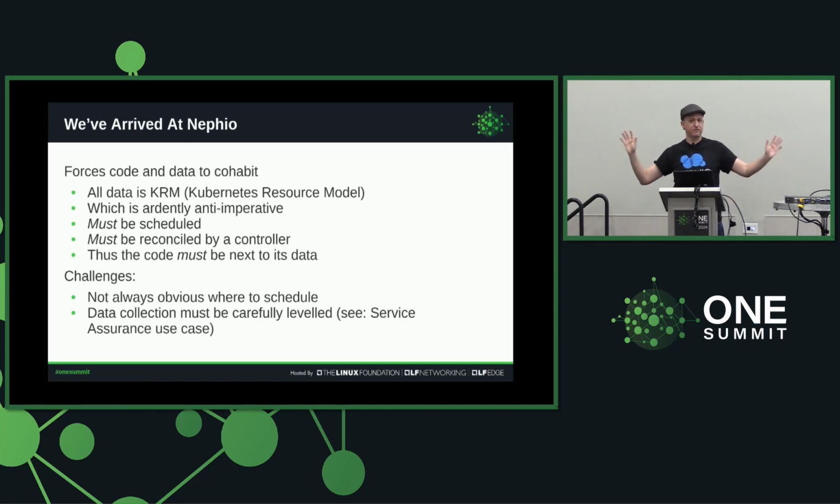So simple rules of thumb here, right? Where is the data? That's where the code should run. That's where the code should live. But there are challenges to this. I'm not going to pretend that this is all trivial, right? For one, it's not always obvious where to put the data, right? As I said, topologies sometimes live somewhere in the middle, right?